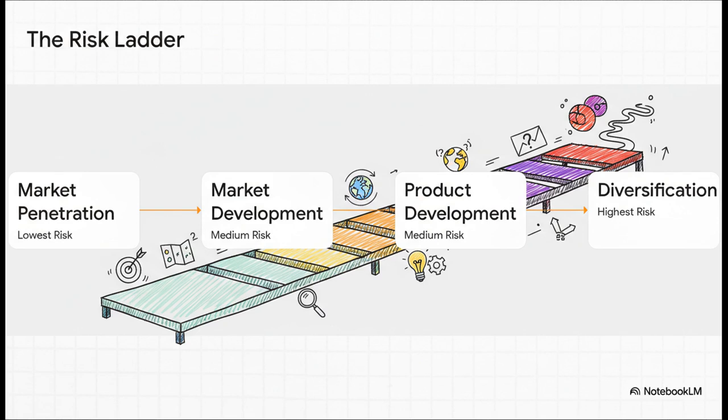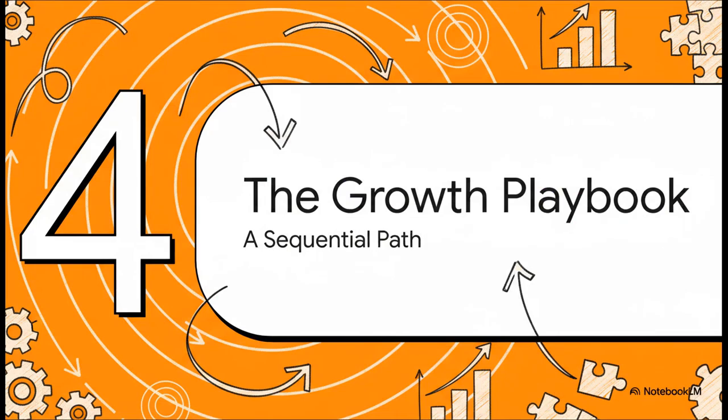But every time you move to a new market or develop a new product, you're climbing a rung higher into more risk and uncertainty. And way up at the very top, that's diversification, where everything is new. That is the highest risk by far. So, the big question is, how do you actually use this? Well, the Ansoff matrix isn't just some dusty business school theory. It's a real, actionable playbook.